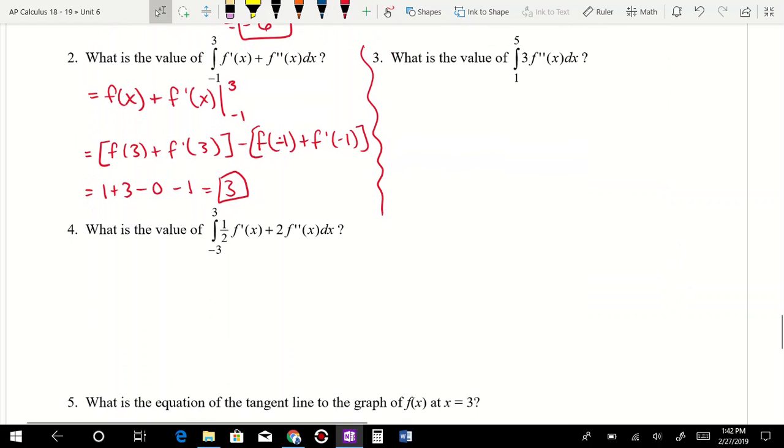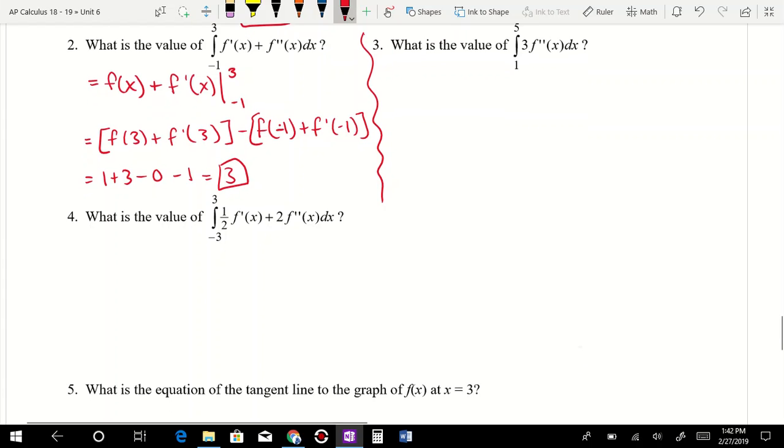Try number 3 on your own, remembering that the coefficient isn't going to go anywhere. You can pull it right out of the integral sign if you would like. Similarly with number 4, the coefficient won't bother you. Just pull it right out of the integral sign and just integrate the f prime and the f double prime.